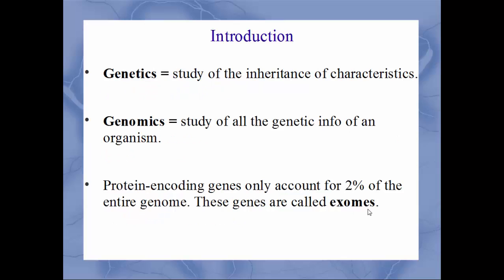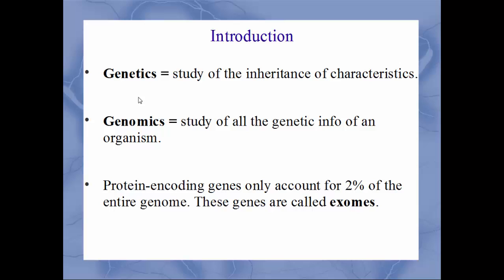Next, we'll go over two definitions. These terms, genetics and genomics, are incorrectly used interchangeably, but they do mean two separate things. Genetics is the study of inheritance of characteristics. So what's passed on from your grandparents to your parents to you to your children. That's genetics. And genomics is the study of all genetic information of an organism. So the studying of your genes, what you have, is genomics.